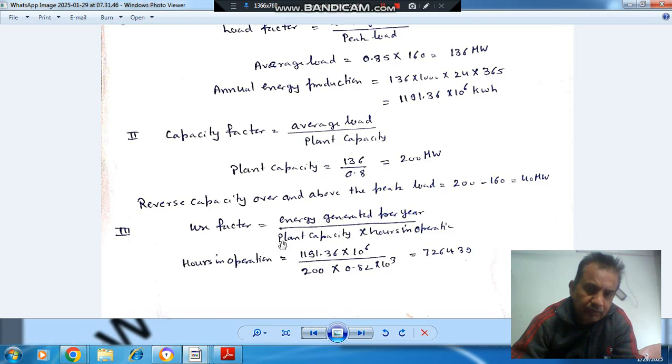So next is use factor. So use factor is energy generated per year divided by plant capacity into hours in operation. Use factor is given as 0.82, and plant capacity we have calculated, and energy generated per year we have also computed, that is 119.136 into 10^6. So from these numbers, hours in operation we can calculate, that is 7264.39.